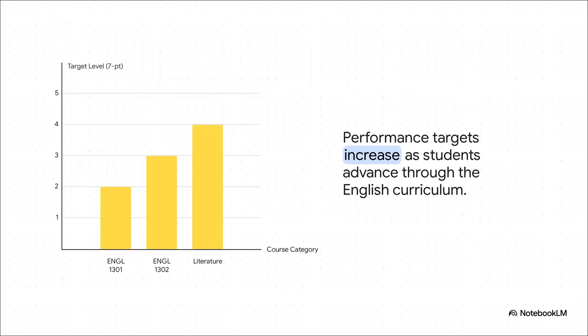Now, of course, we apply this rubric with fair, realistic expectations. We're not expecting an English 1301 student to be performing at the same level as a sophomore who's deep into a literature course. As you can see here, the target levels go up as students advance. The goal is always about measuring their progress along that path, seeing them grow with us.